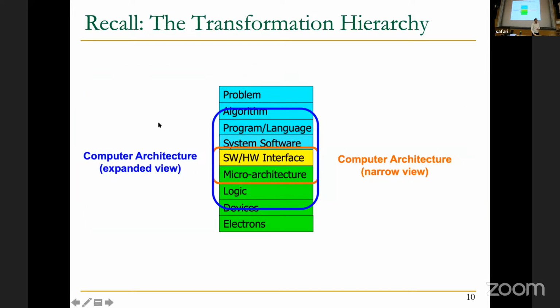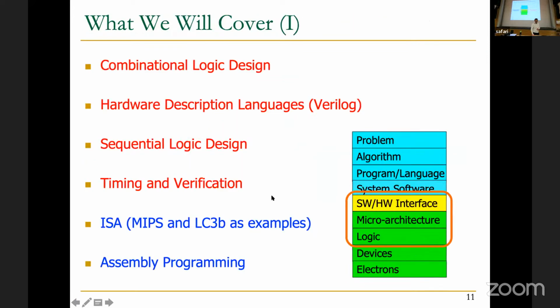Okay, as we said, we're going to look at an overall view. So what will we cover? Just to give you an overall view of what's coming. The first 1/3 of the course is about digital design. We'll cover combinational logic, hardware description languages, sequential logic, timing and verification. And then we will jump up to instruction set architecture, which is the software-hardware interface, and give 2 examples.